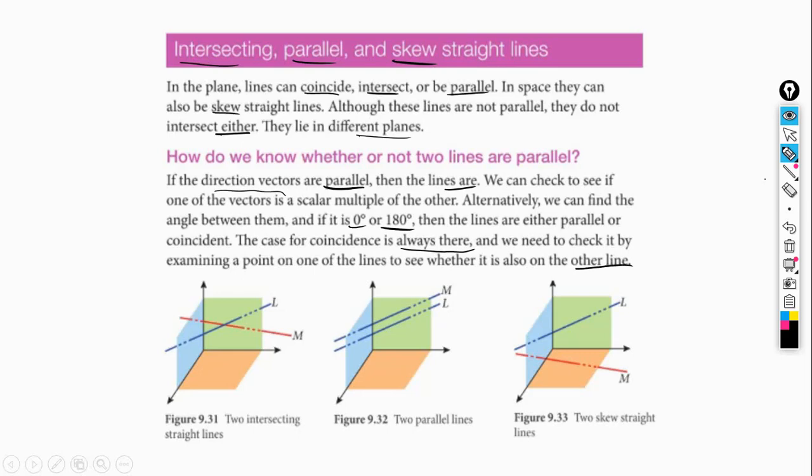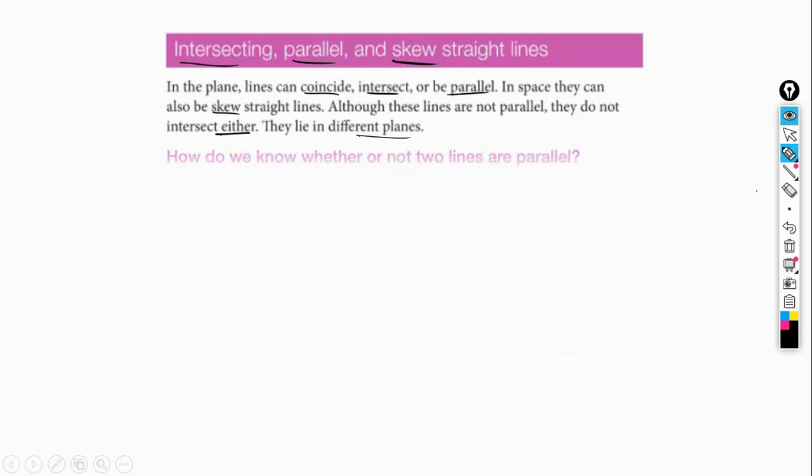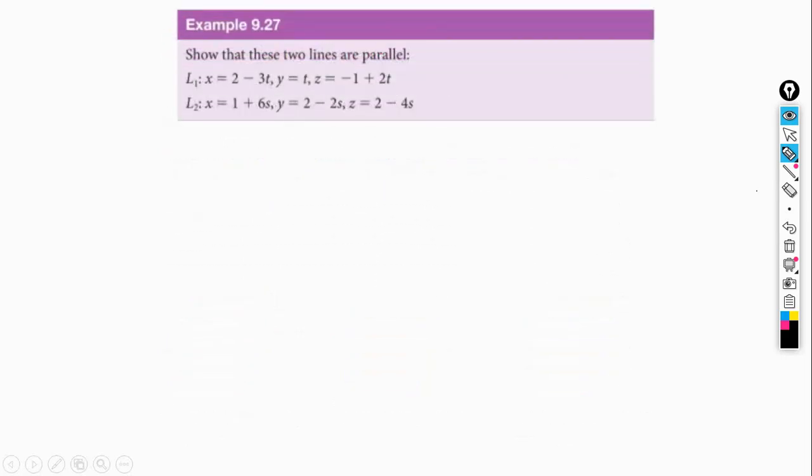So here we have in figure 9.31 two intersecting straight lines, in figure 9.32 two parallel lines, and in figure 9.33 two skew straight lines. So these lines never intersect. Now let's take a look at example 9.27, and it says, show that these two lines are parallel.